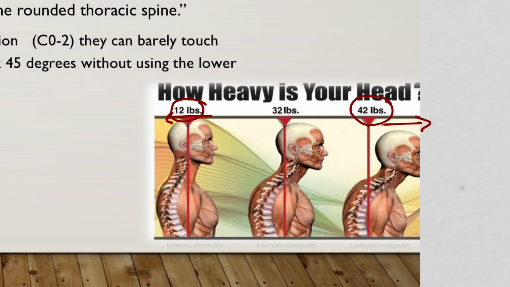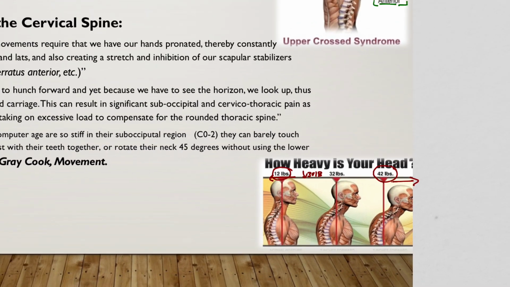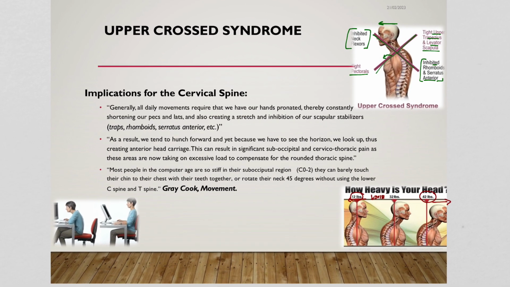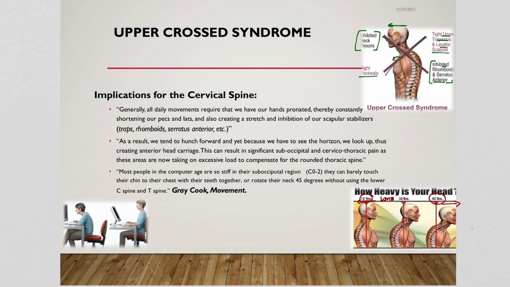So we see a reduction of about 30 pounds of pressure being applied to the cervical spine when we just work with correcting an upper cross syndrome. So we can see how important it is to identify upper cross syndrome in our patient and then really to work with them to improve that upper cross syndrome, because we can see a reduction in load displacement about the cervical spine.